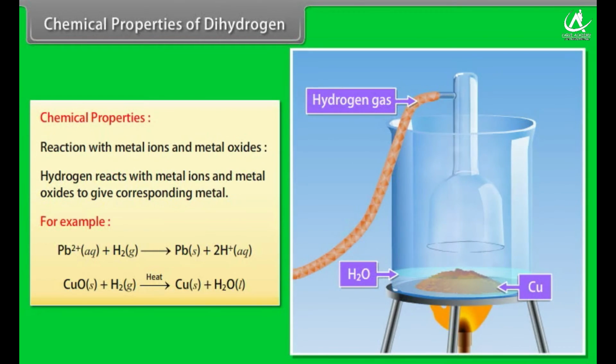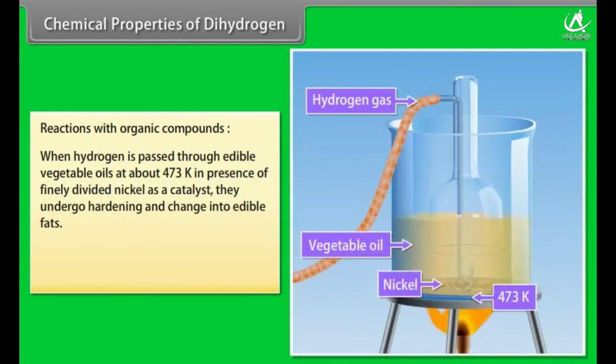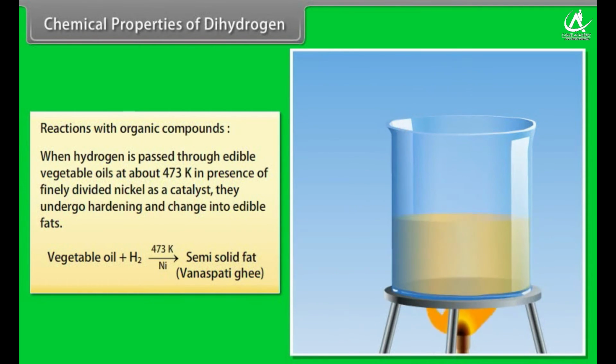Reactions with organic compounds. When hydrogen is passed through edible vegetable oils at about 473 Kelvin in presence of finely divided nickel as a catalyst, they undergo hardening and change into edible fat.